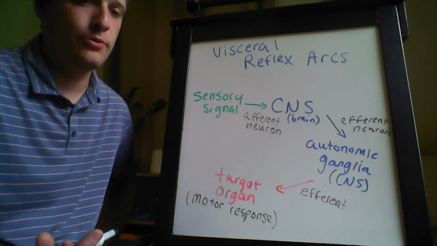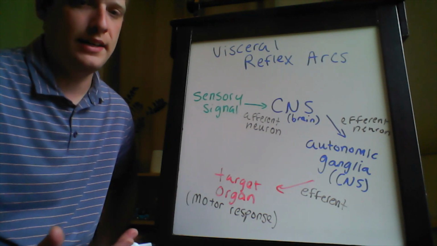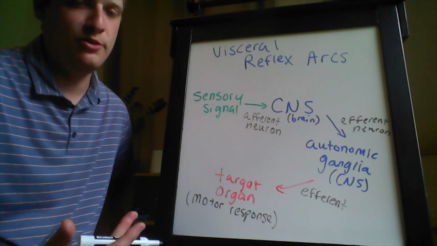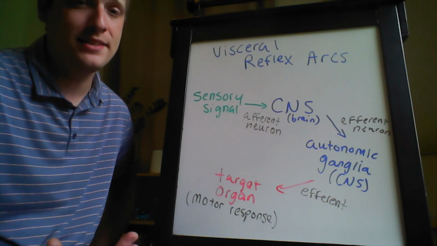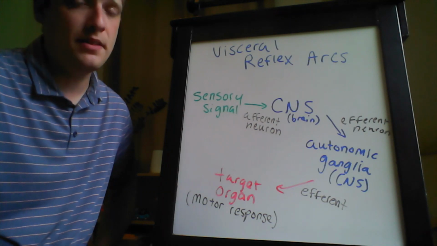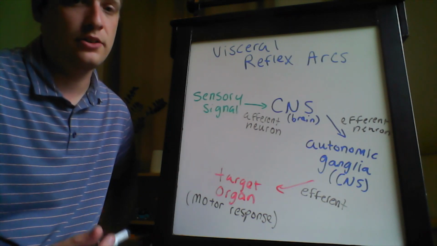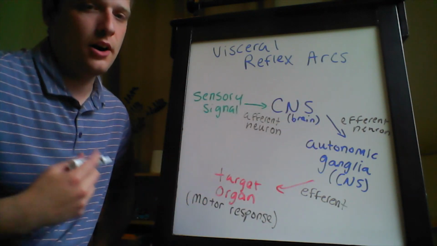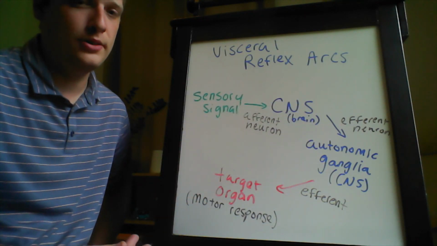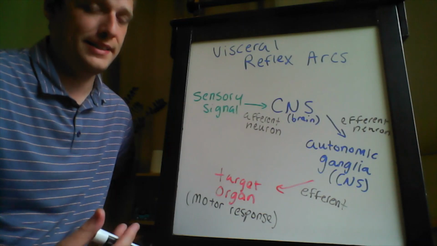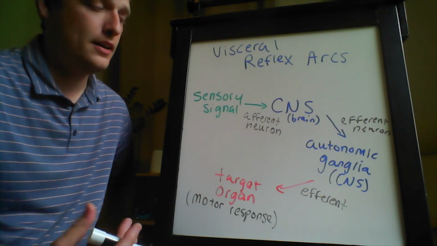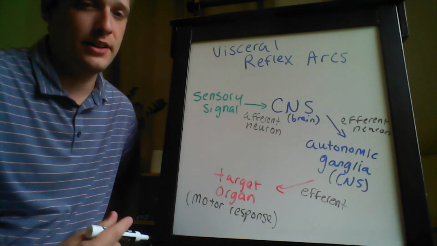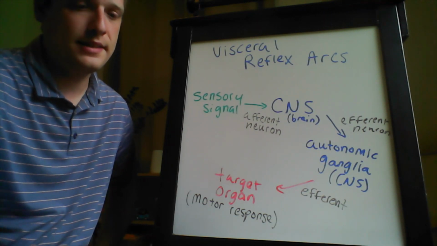or slowing the rate of motility in the digestive system, how fast food is moving through the digestive system. That depends on the sympathetic and parasympathetic nervous system. So these reflex arcs are how organs that are controlled by those fight or flight or rest and digest responses are exerting their control over those processes.